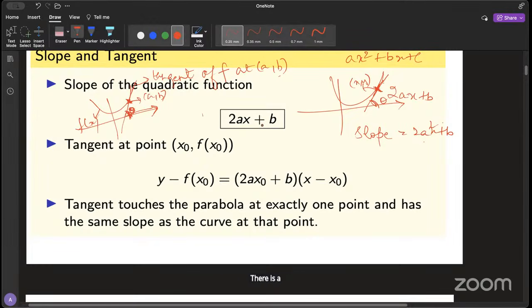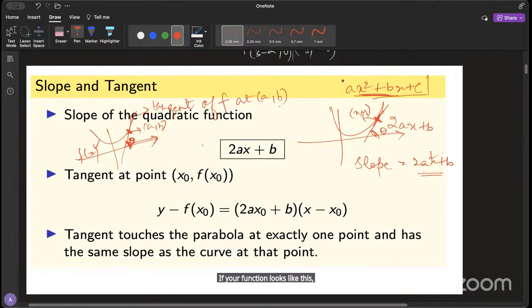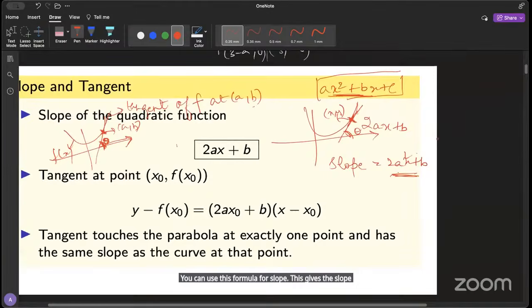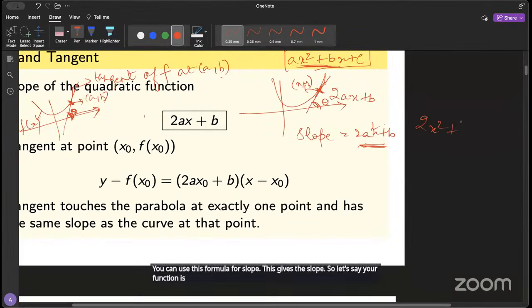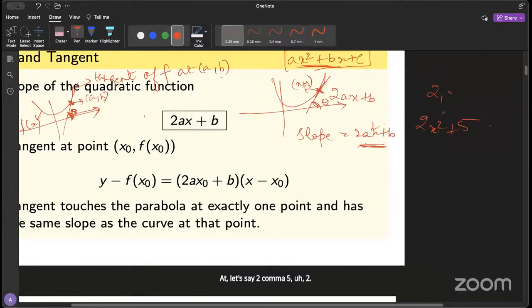There is a direct formula for the slope of a quadratic function at a point x, which is this. If your function looks like this, then instead of doing tan theta, what you can directly do is use this formula for slope. This gives the slope. So let's say your function is 2x square plus 5, and you have to find the slope at 2 comma 5. If I use 2 here, this will be 4, 8, and 8 and 5 is 13, right? So 2 comma 13 lies on this curve. Now you have to find the slope of this curve at 2 comma 13.